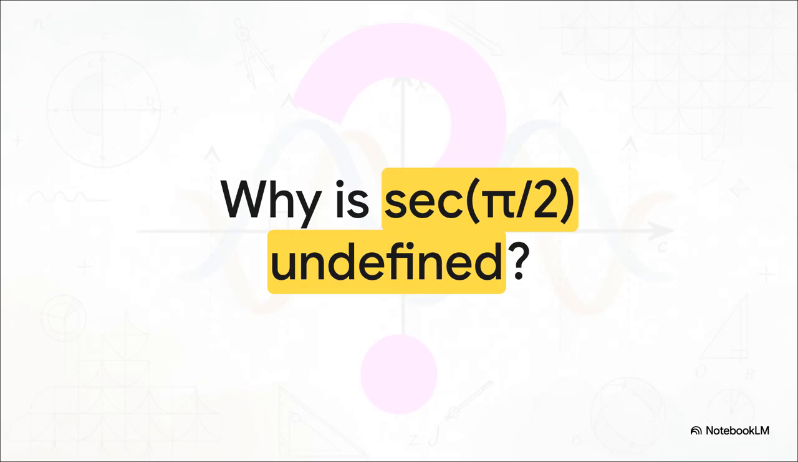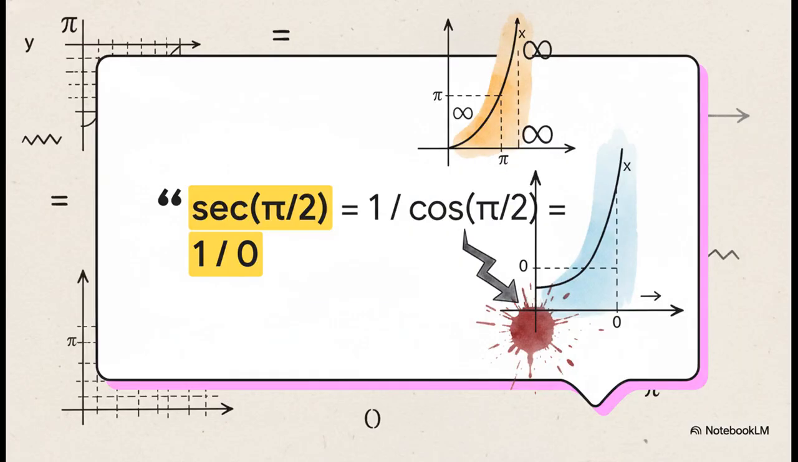Okay, let's try a trickier one. Pi over 2. Why is this undefined? Well, the clue, once again, is what's happening with cosine at that exact spot. Right, so at pi over 2, cosine hits 0. So when we try to calculate secant, we end up trying to divide 1 by 0. And you just can't do that. It's impossible. That division by 0 is precisely what creates the vertical asymptote. The function just shoots off toward infinity because its denominator is getting closer and closer to nothing.